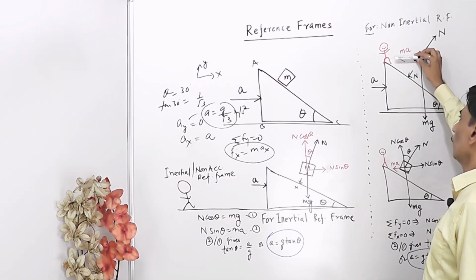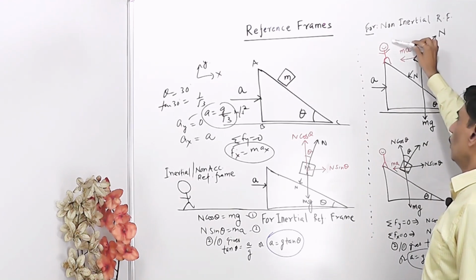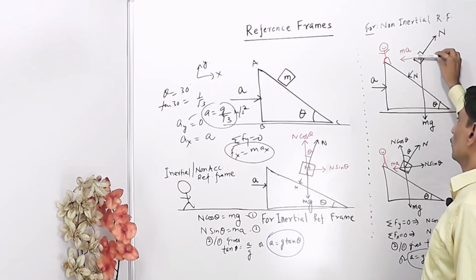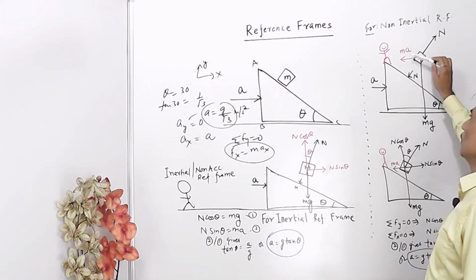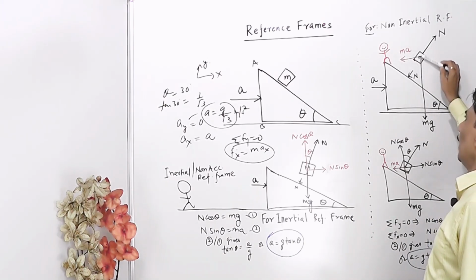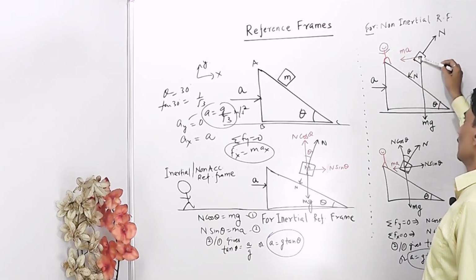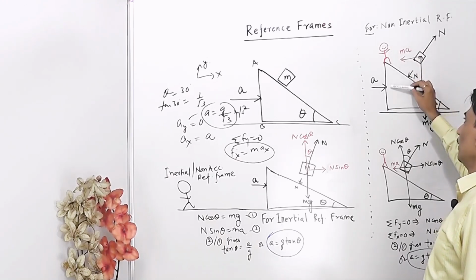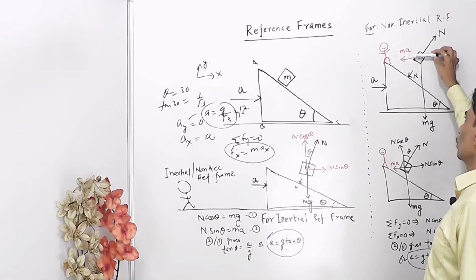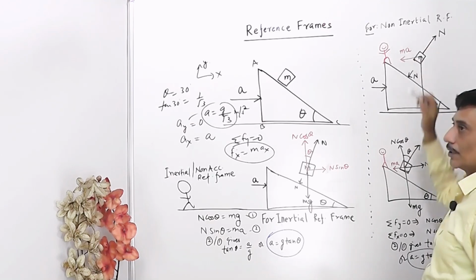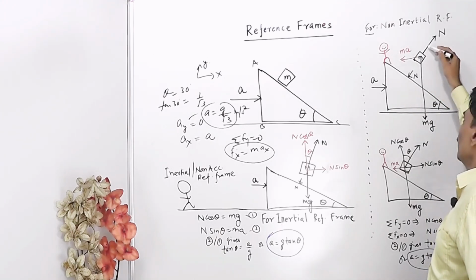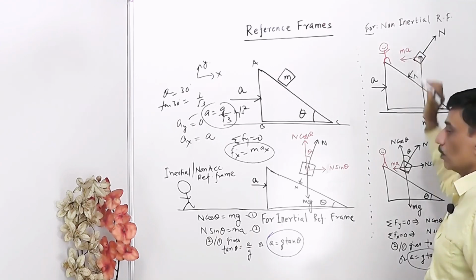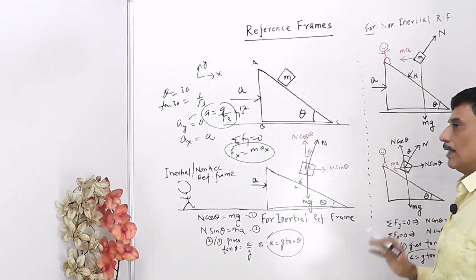The direction of the pseudo force is opposite to the direction of acceleration of the observer. The observer is accelerating this way, so the pseudo force will be in the opposite direction. Its magnitude will be the mass of the block times the acceleration of the observer. Mass is m, and acceleration is a, the same as the wedge, so the pseudo force is m into a. Now he has taken into consideration all the real forces and also a pseudo force, so he is competent to apply laws of motion.